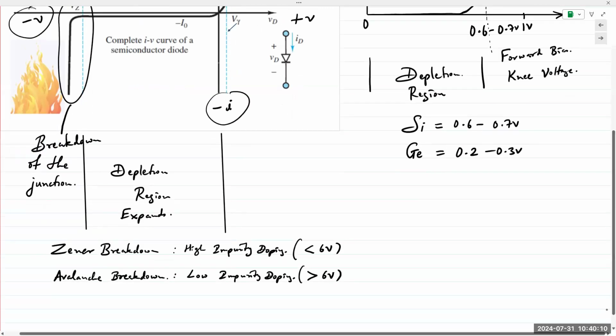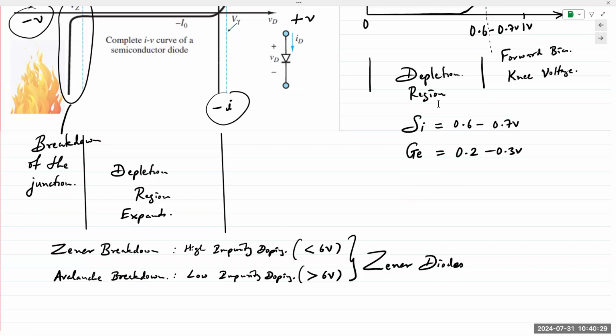One important fact is that diodes, which are engineered to work in the reverse bias, are collectively known as Zener diodes. So the mechanism could be Zener or avalanche, but they're collectively referred to as Zener diodes. One question might come up: if you have a 9-volt Zener diode, but it would probably be an avalanche mechanism, why would we call it a Zener diode? But that's just industry standard. Okay.